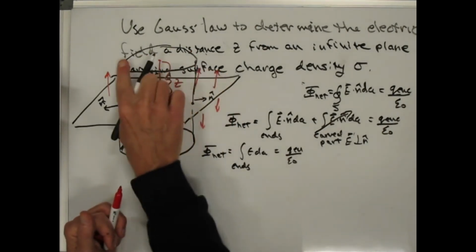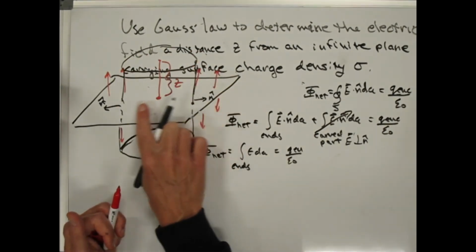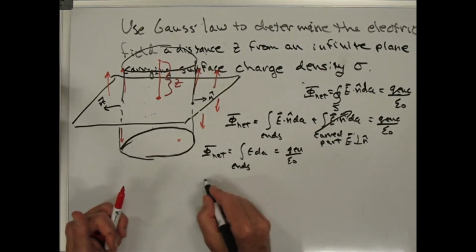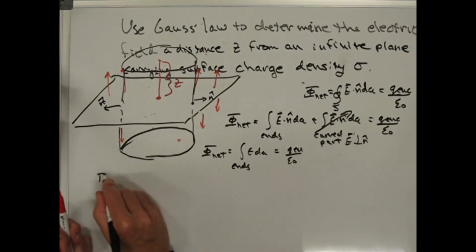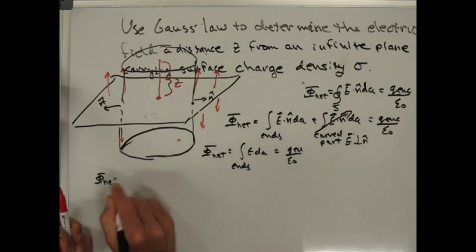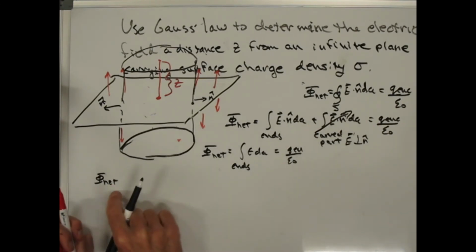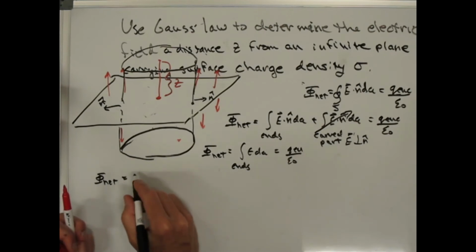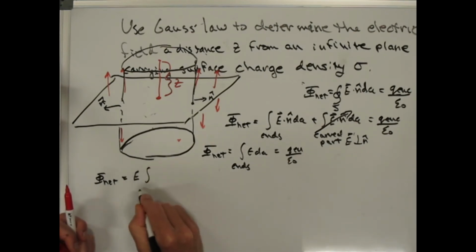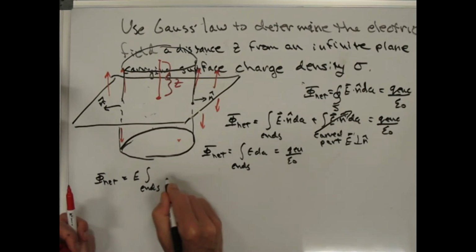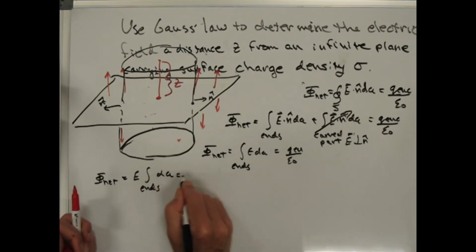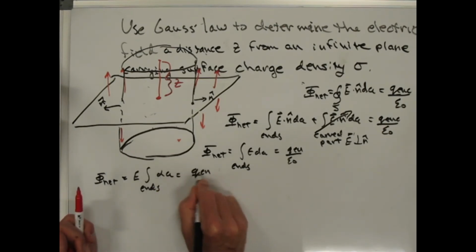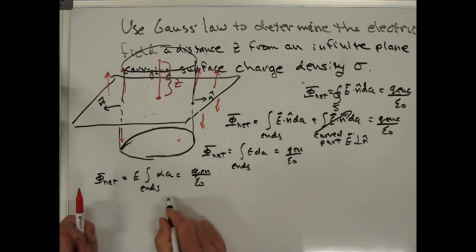Well, since I'm at the same distance on the ends from the surface everywhere, the E is just a constant. I don't even need to be carrying this along because I'm not actually doing anything with this guy. I'm just calculating the electric field is equal to E times the integral over the ends of dA, and that's equal to Q enclosed over epsilon naught, right?